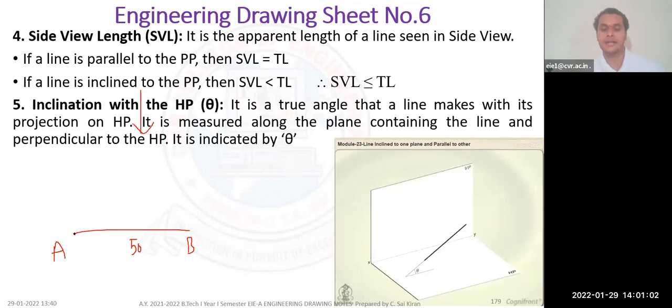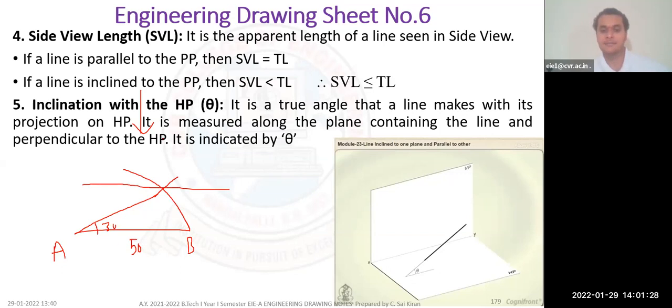Now I've taken an inclination of 30 degrees. Example, the theta is 30. If the theta is 30, then I am making an inclination of 30 degrees. What I do is, I take a compass and make a rotation. I'll extend this one so that this is the intersection. I'll draw the horizontal line at this point. So this is my true length, 50 mm.